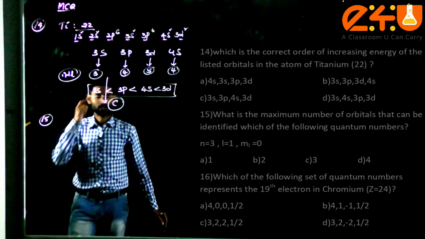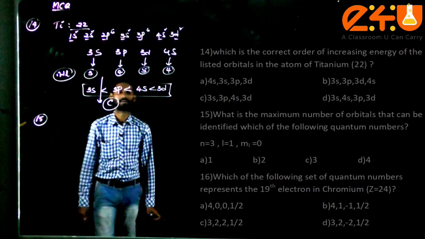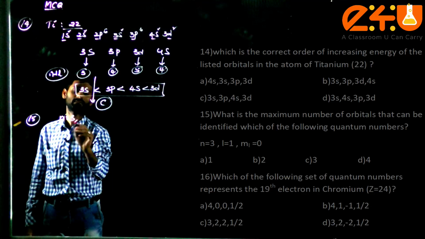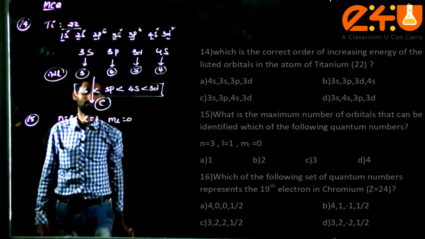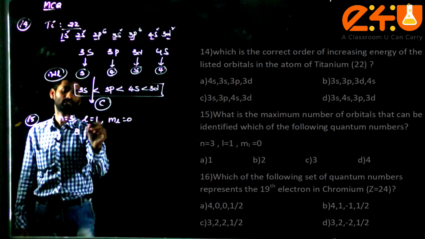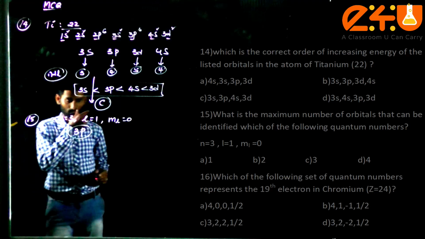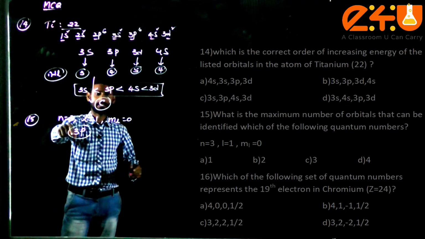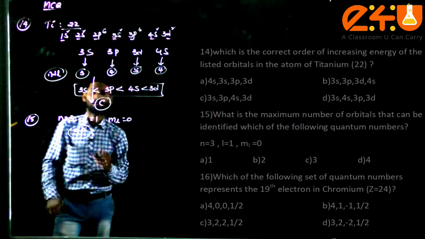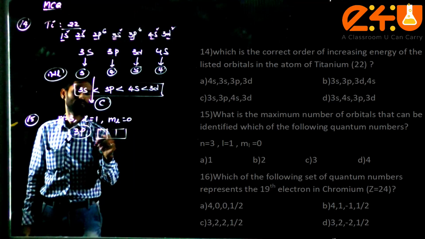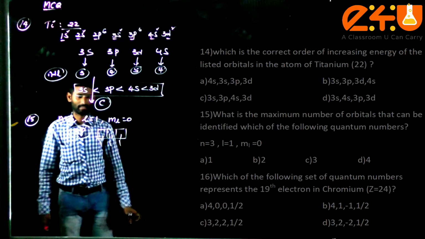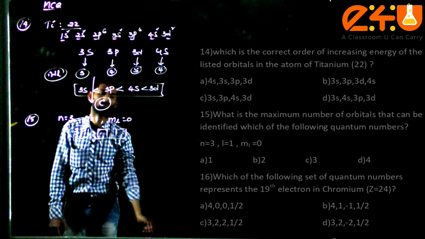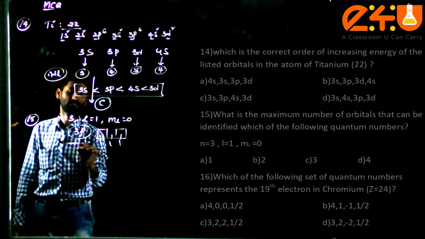Next, the 15th question. What is the maximum number of orbitals that can be identified with the following quantum numbers? Here n is equal to 3, l is equal to 1, and ml is equal to 0. Here n is 3 and l equal to 1 is p, so 3p. That means how many orbitals? px, py, pz. Then ml is equal to 0 means how many orbitals? Just one. Check the options for the maximum number of orbitals.